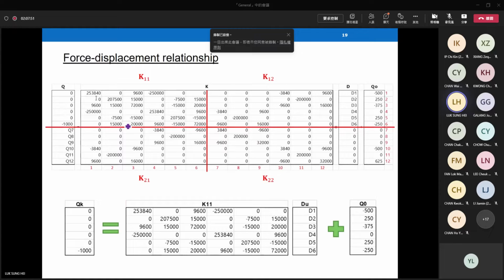Then you can get this full equation: Q equal to KD plus Q0. In assignment 1, question 3, you need to formulate these kinds of things, a big matrix equation, and then solve for unknown displacement, DU. After that, solve for unknown reactions, QU.